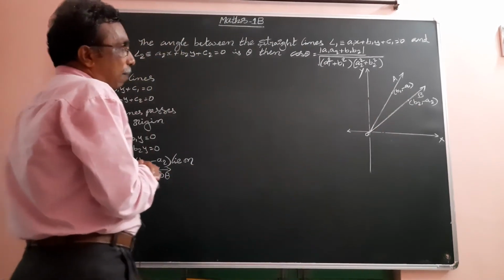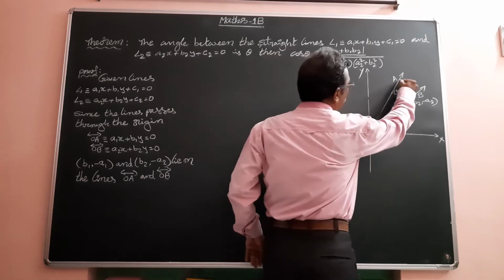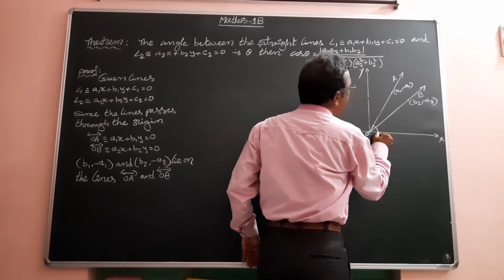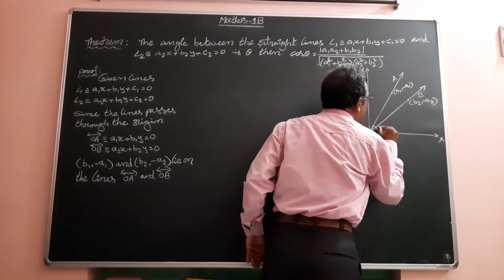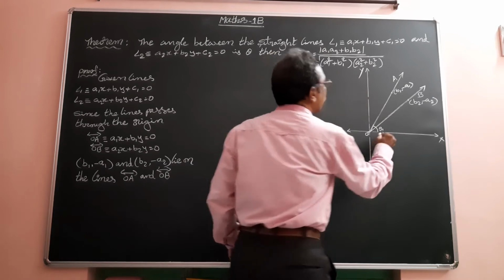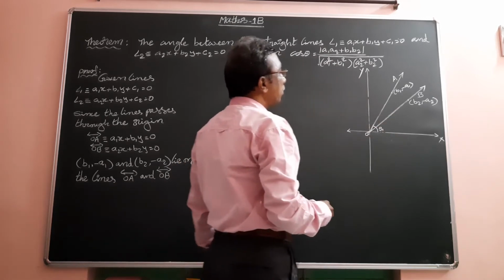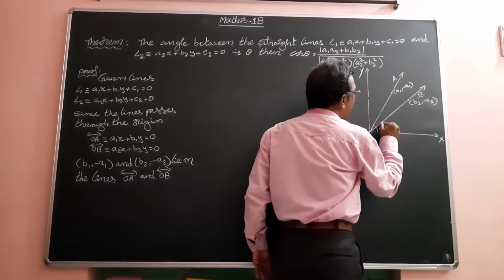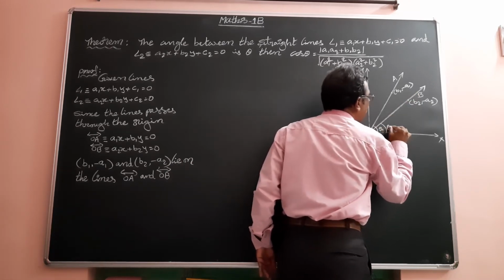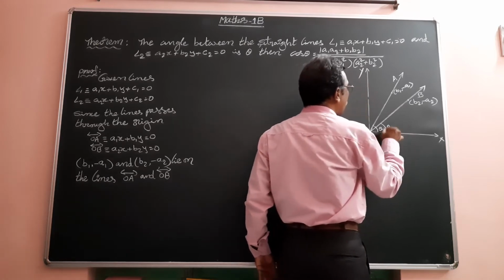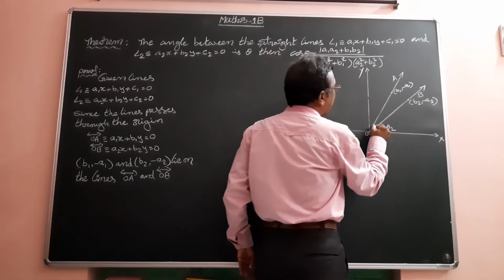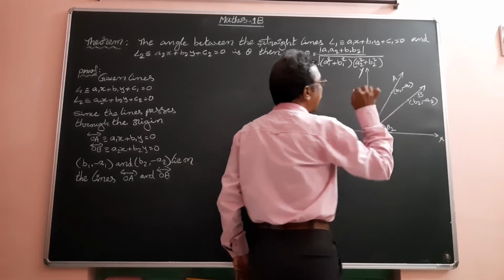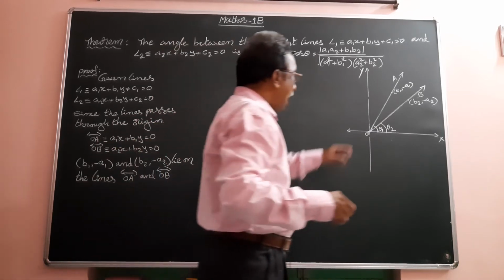Next, we observe the angles. So OA line is this one. OA line angle, the angle is theta 1. Now we consider theta 1. Here OB line is there. OB line angle, this angle is theta 2. OA angle theta 1, OB angle theta 2. Okay, all of you observe this one.